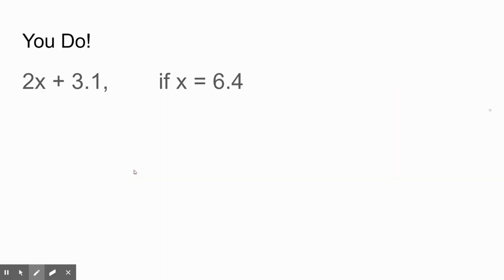In this you-do, you're actually going to use the exact same expression, 2x plus 3.1. However, like I've said, what x is does not matter. We can change it as we so choose. In this problem, we're going to change x to be 6.4. So pause the video here, give this a try, do it in your spiral. Ready to go.